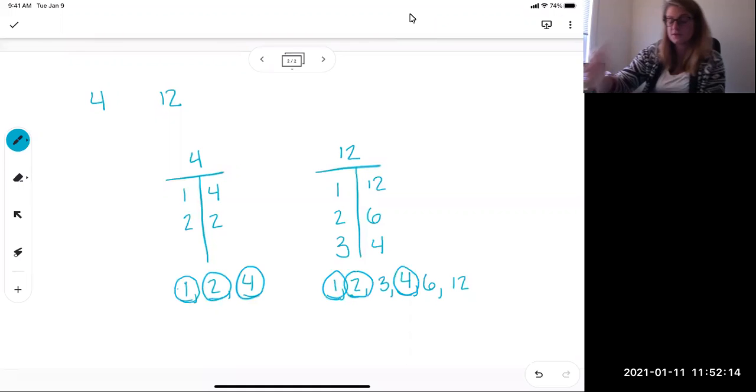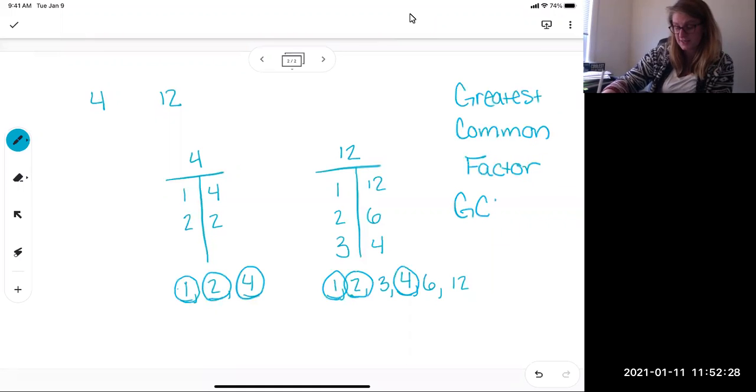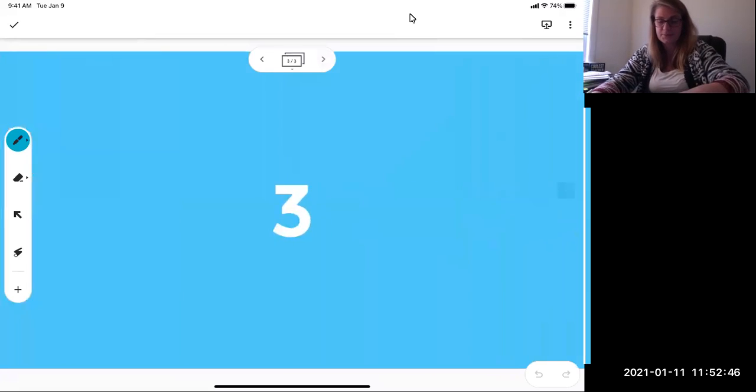Okay, so to find the greatest common factor, or GCF, we're going to figure out which of these factors is the biggest out of all of their common factors. Well, we have 1, 2, and 4, and we know that 4 is obviously the largest. Easy peasy.